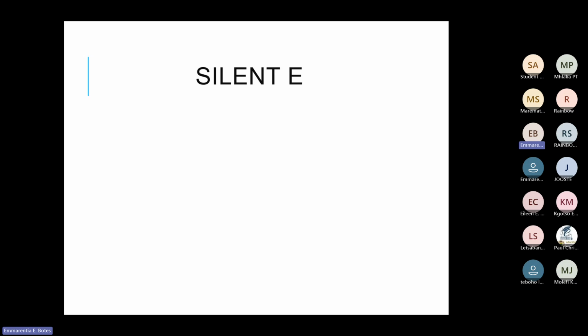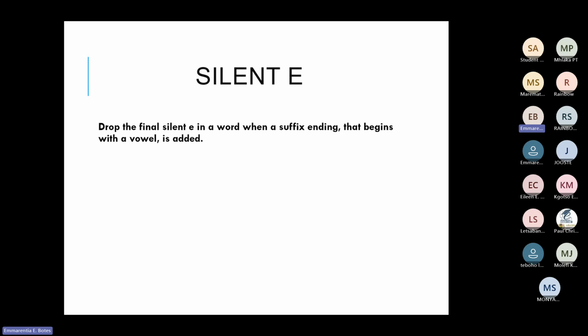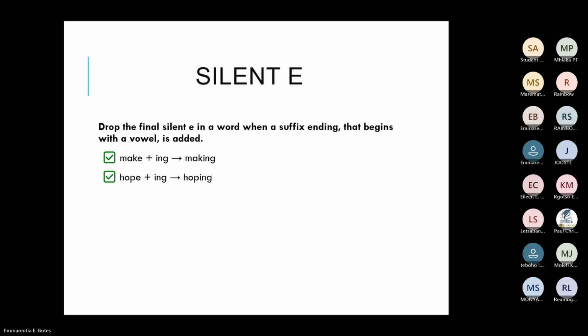Let's look at the silent E. So we drop the final silent E in a word when a suffix ending that begins with a vowel is added. Let me show you. So the word make, the suffix ending is ing. Do you see that suffix begins with a vowel, with I? So now we drop the silent E, and then it is making without the E.